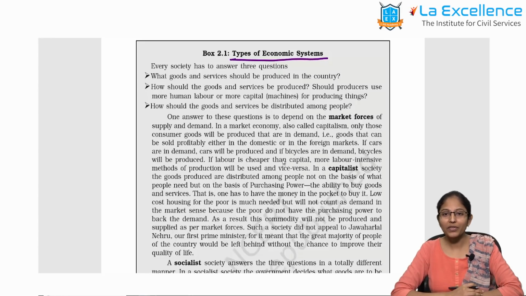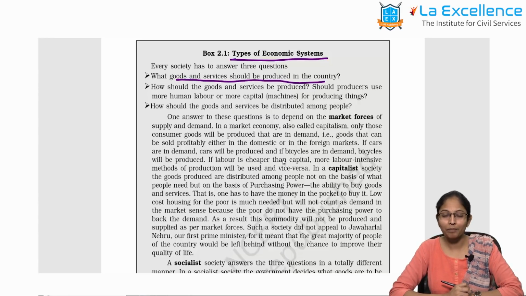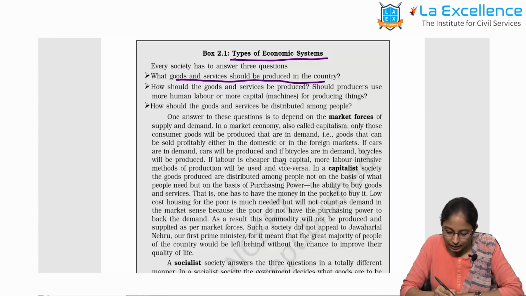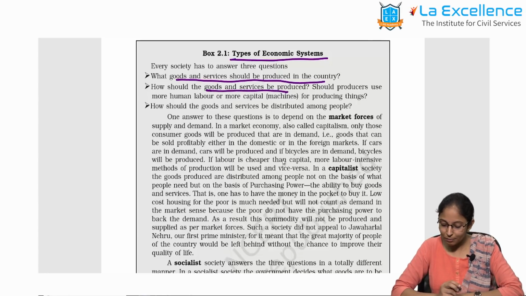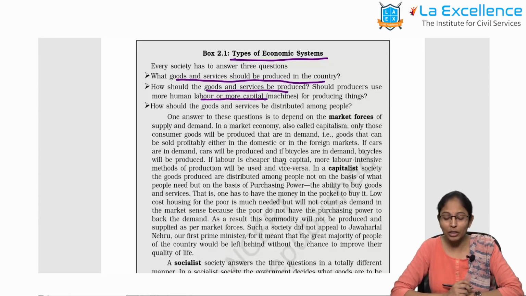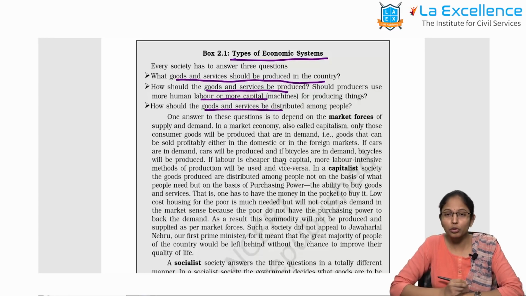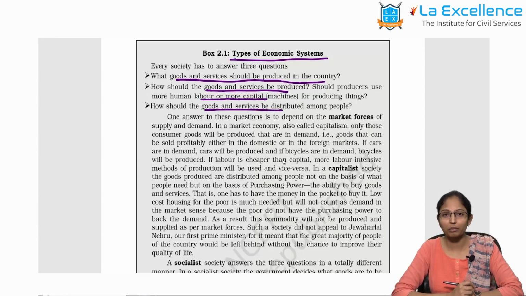To describe a country's economy, we have three basic questions to ask here. First question is, what goods and services should be produced in the country? Then, how should the goods and services be produced? It means, should the producers use more human labor or more capital? These are fundamental questions. The third question is, how should the produced goods be distributed among the people?